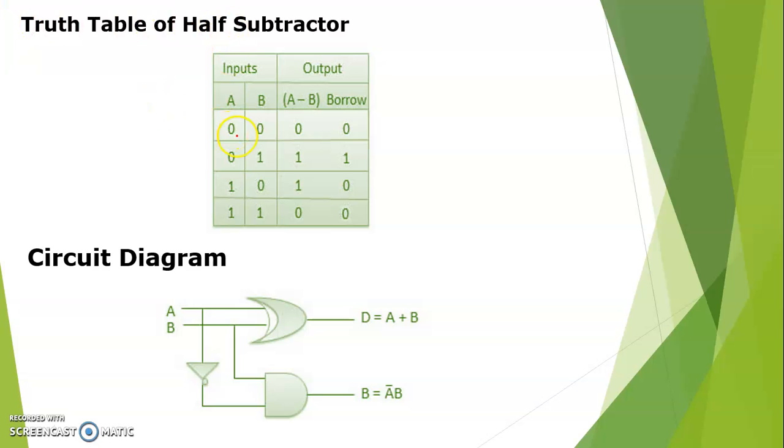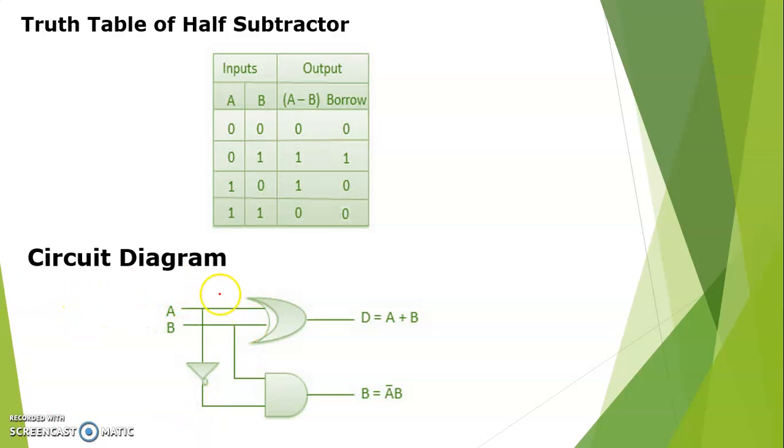Truth table. 0 minus 0 is 0, borrow 0. 0 minus 1, the answer is 1 and borrow is 1. 1 minus 0 is 1, borrow is 0. And 1 minus 1 is 0, borrow 0. Because 0 cannot be subtracted by 1, you have to take a 1 borrow from the previous bit.